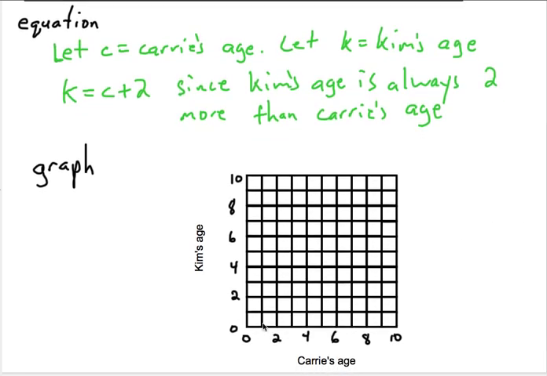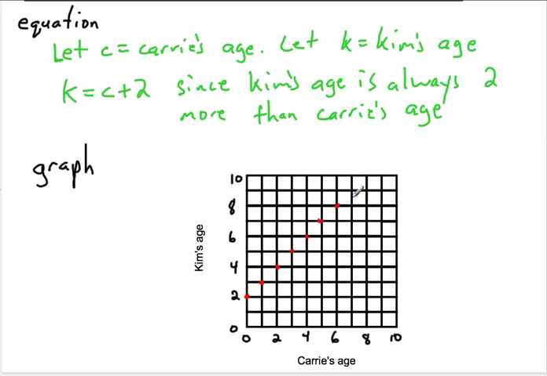So Carrie, let's use red here. When Carrie is 1, Kim is 3. And when Carrie is 2, Kim is 4. And when Carrie was 0, we didn't write that down, but Kim was 2, and so on.